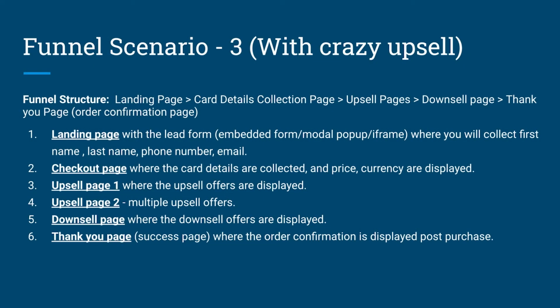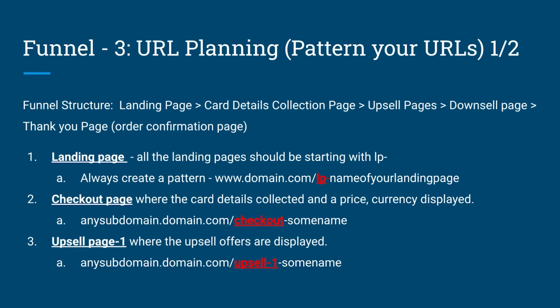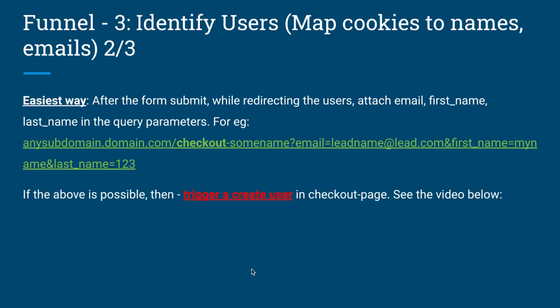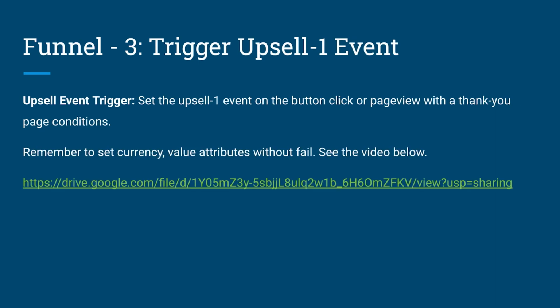Let's discuss another scenario where you have multiple upsells. You have upsell page 1, upsell page 2, and after that the downsell and thank you page. So everything remains the same except for the upsell page 1, where the success scenario will be different. The URL planning, everything remains the same: upsell 1, upsell 2, downsell, create user, lead event, purchase event.